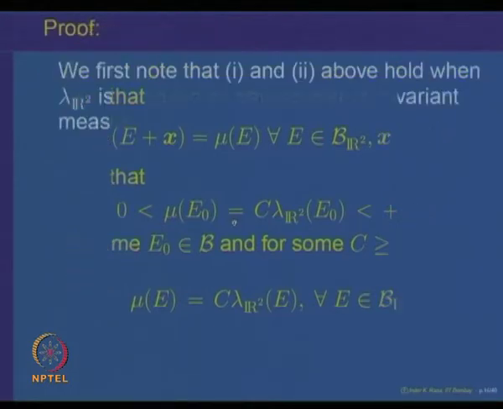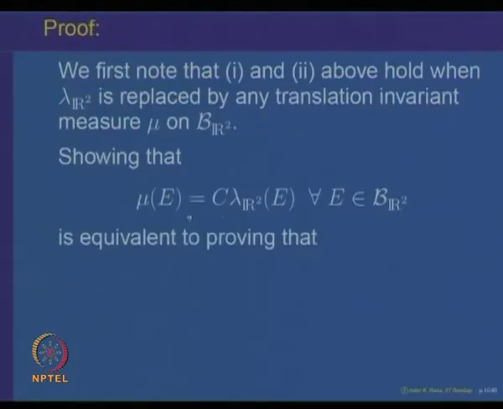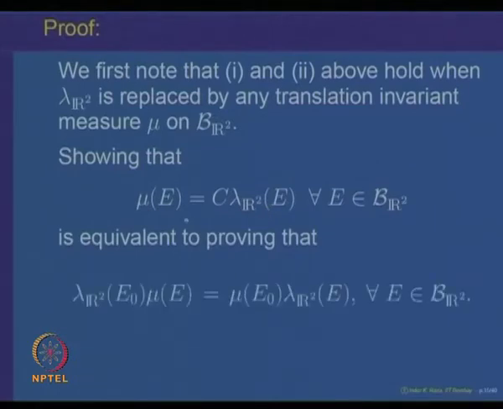So, if I put that value, to show that mu of E is equal to C times lambda R 2 of E, it is equivalent to showing that lambda of E 0, the Lebesgue measure of E 0, into the measure mu of E is the same as mu of E 0 into the Lebesgue measure of E, for every subset E of R 2. So, that we will show as an application of Fubini's theorem.